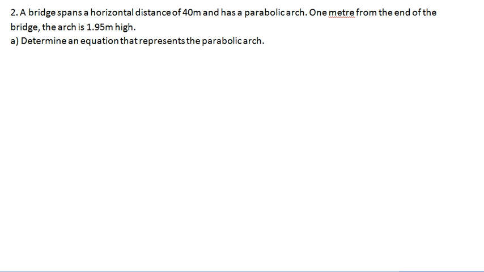Okay, so this is a very similar question, except they've added the idea of a bridge in here. The bridge is going to span a distance of 40 meters. So the way I'm going to do it is I'm going to put points at 0 and 40.